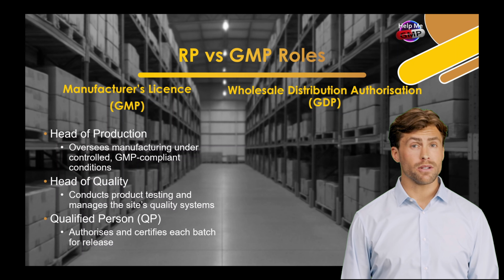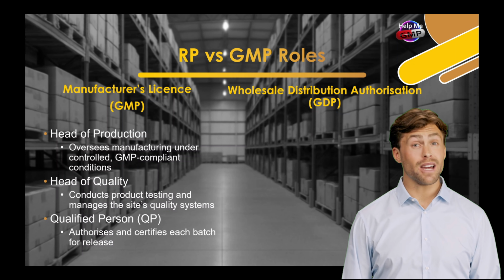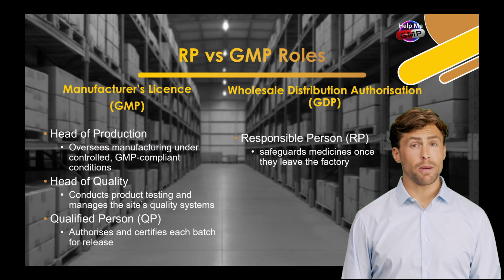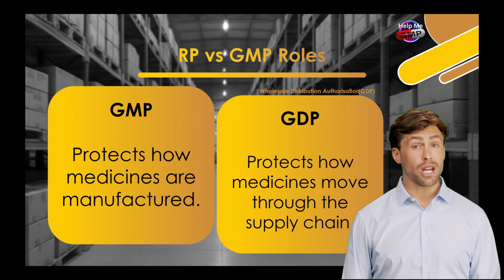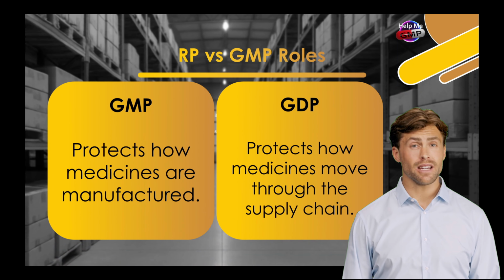And the qualified person, or QP, is a legally separate named individual who certifies each batch before release. In some firms, the head of quality control is also the QP. In others, the roles are split. All three are named on the manufacturer's license, just as the RP is named on the WDA. Here's the key differences. GMP roles protect the product inside the factory, making it correctly and releasing it only when it passes every test.